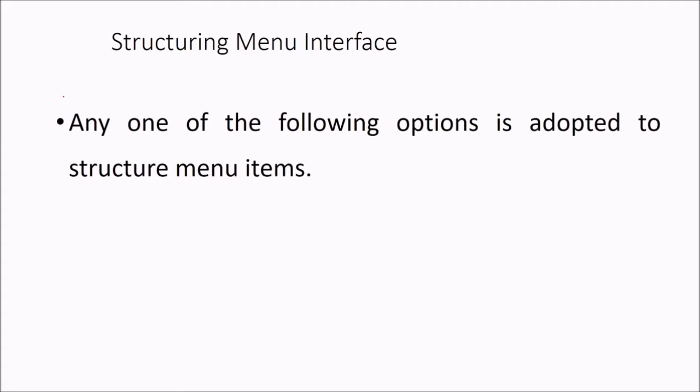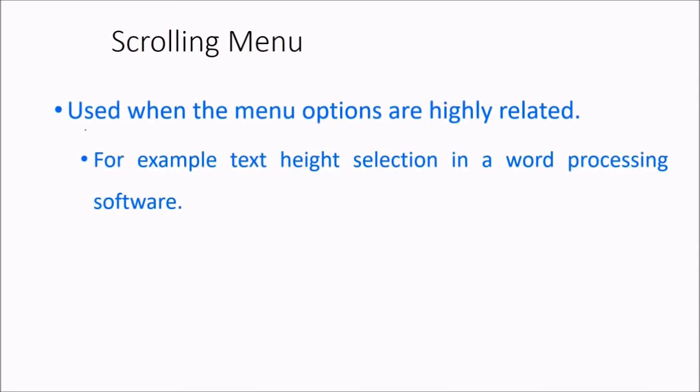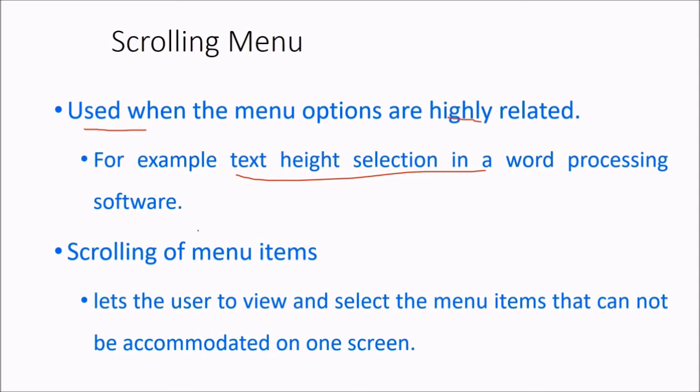Then, structuring the menu interface. There are various options which may be adopted to structure menu items. First is the walking menu, then the scrolling menu, and then the hierarchical menu. Scrolling menu, what is this? This is employed when the menu options are highly related, for example, text height selection in word processing software. A scrolling menu lets the user view and select menu items that cannot be accommodated on one screen. You have to choose various options, but in a single menu or single screen it may not be possible. For that you have the scrolling menu.